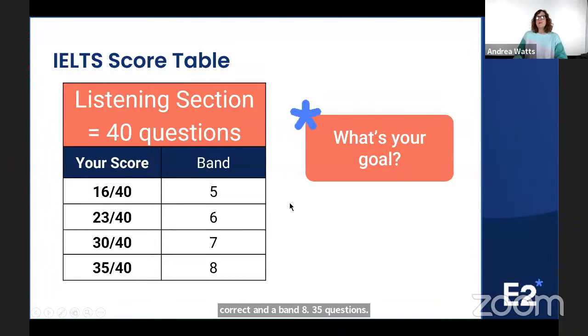Let me know what your goal is. Which band are you going for in IELTS listening? Lots of 8s and 7s. Wow, lots of people going for the high bands here. Fantastic. Well, on today's performance, I would say you're on track.